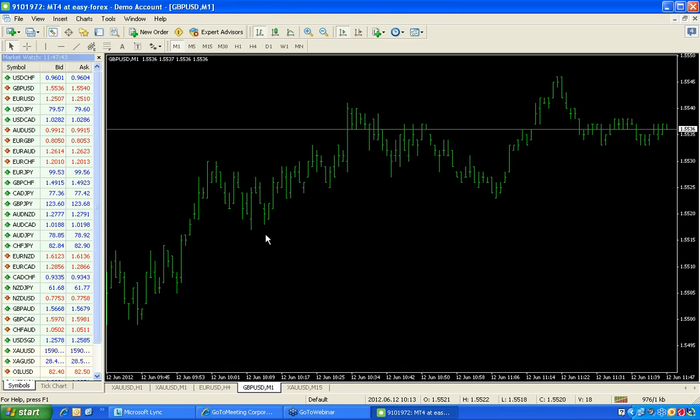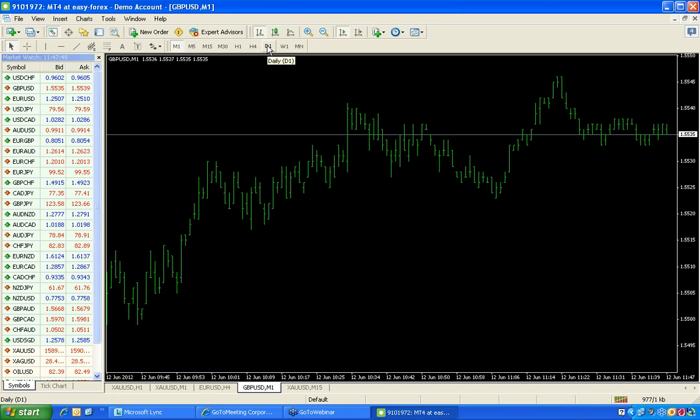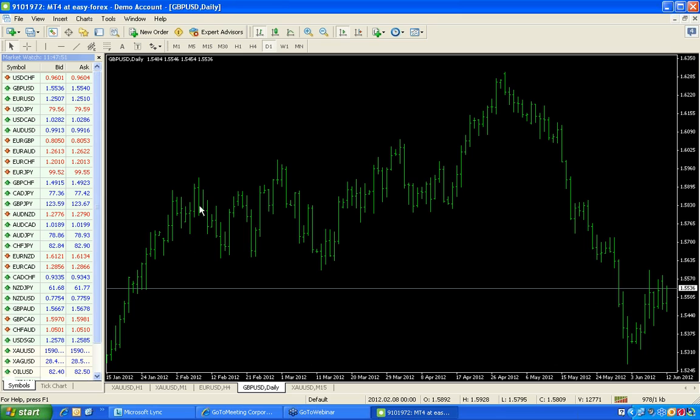Now, obviously, the range, so how much the price moves, and the volatility, is going to be much larger when you're looking at a day chart compared to when you're looking at a 1 minute, 5 minute, 15 minute, the smaller ranges, smaller time periods.